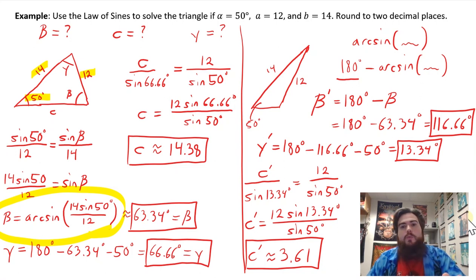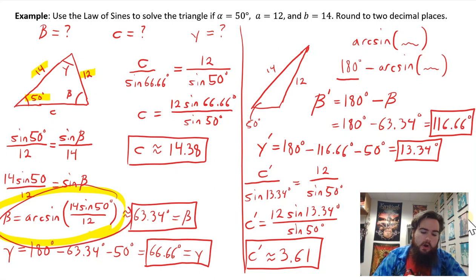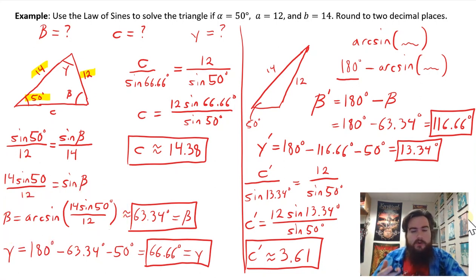Keep in mind again, we had multiple possibilities because we were working with a side-side-angle triangle. If we were working with another type of triangle, for example, an angle-side-angle triangle, we would not have to worry about this. And that is mainly because that kind of problem would not force us to work with arcsine first in order to evaluate our first missing value.